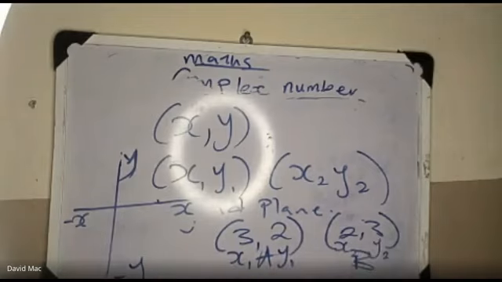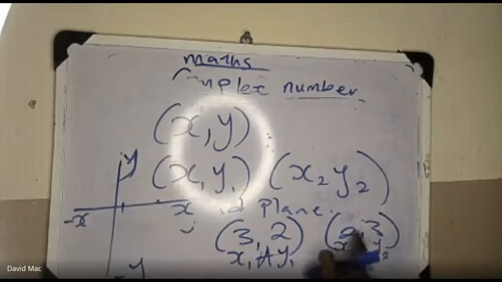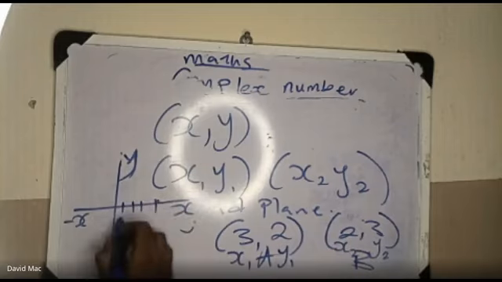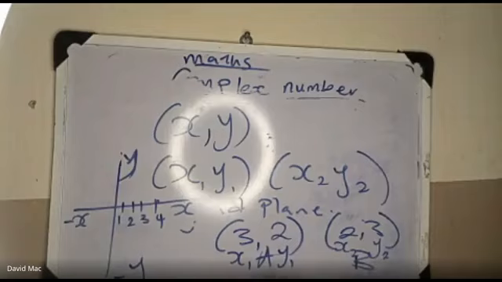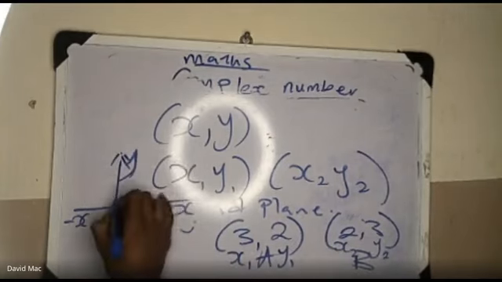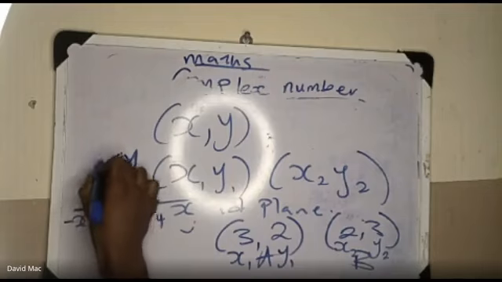So what do I do? I'm going to be counting. What is the highest number in your x? It is 3. I'm going to be counting 1, 2, 3. Let's make it 4. So this is your 1, this is your 2, this is your 3, this is your 4. Then in the y-axis, do you have any negative? No. What's the highest number? 3. So let's make it 4: 1, 2, 3, 4.